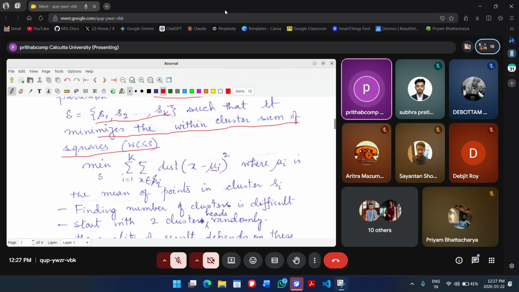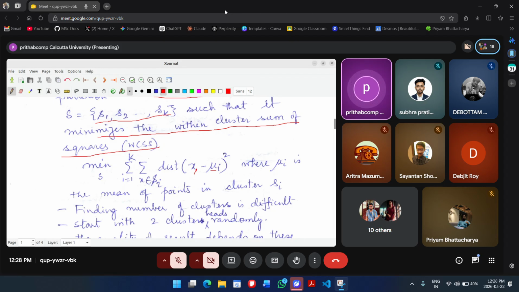So let's say mu i is the mean of points in cluster Si. Now for every data point x, the distance of x with mu i, I'm writing as the distance of x minus mu i, squared. So basically what I want to write is the distance between x and mu i. That distance I'm squaring because of negative and positive values and things like that.